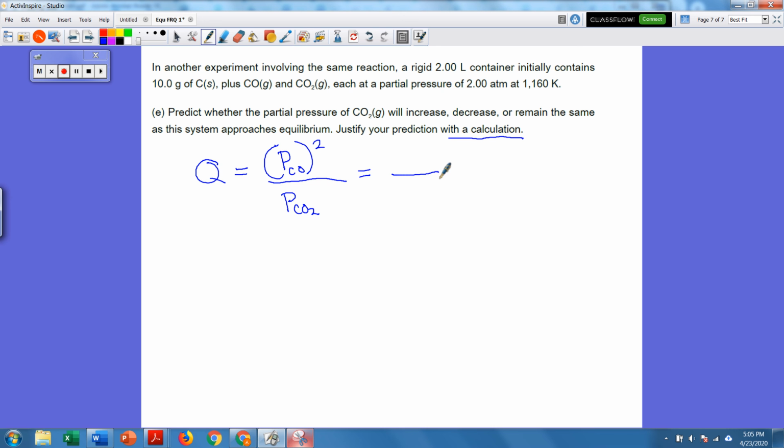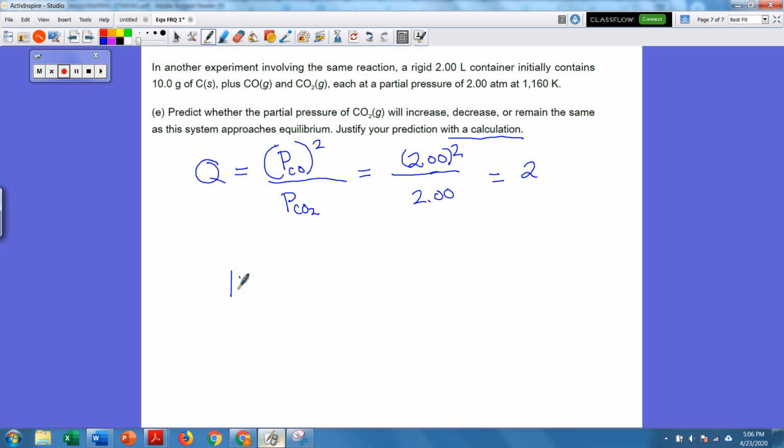This is going to give us 2.00 squared over 2.00, because they're both at partial pressures of 2 atm. And so that is going to give us 2 squared over 2, which is equal to 2. And again, this does not have a unit. So our Q is 2.